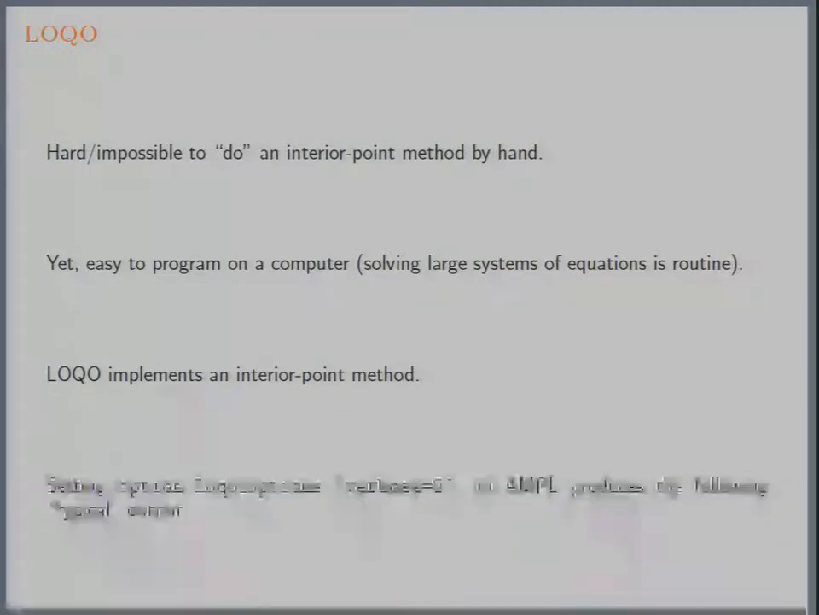Yet it's easy to program a computer to do it, of course. I should say, in practice, these interior point methods make a lot of progress quickly because you're starting out inside the feasible region, far away from the non-negativity constraints. Those are the only thing that stop you from going just 2 steps to the optimal solution.